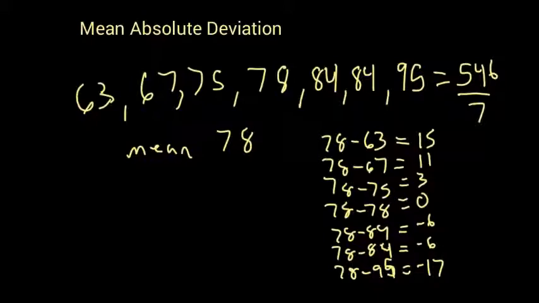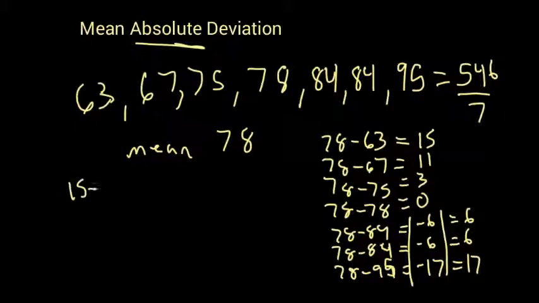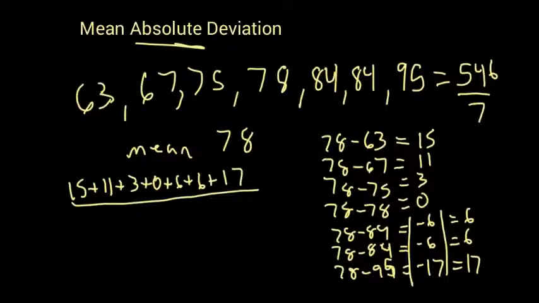So we found the mean, we subtracted, now we need to do the absolute. So we've got to find the absolute value of all these. We don't need to worry about the positives. We just need to find the absolute value of negative 6 and negative 17. So that's going to be 6 and 17. Now I have 15, 11, 3, 0, 6, 6, and 17. I need to add up all those numbers.